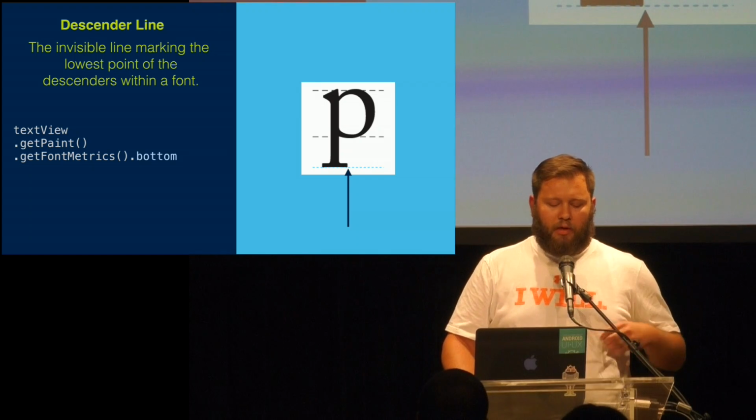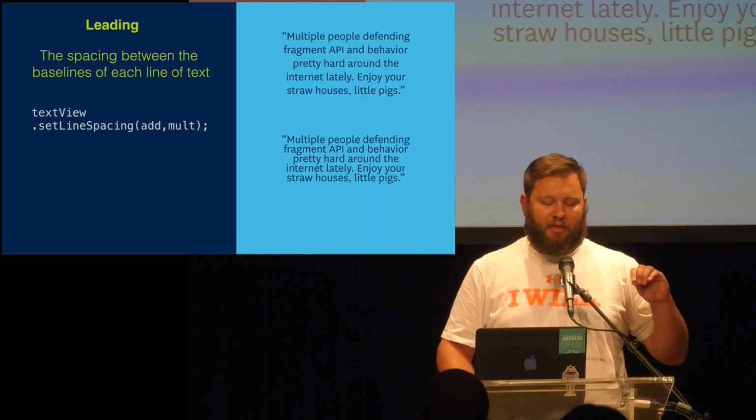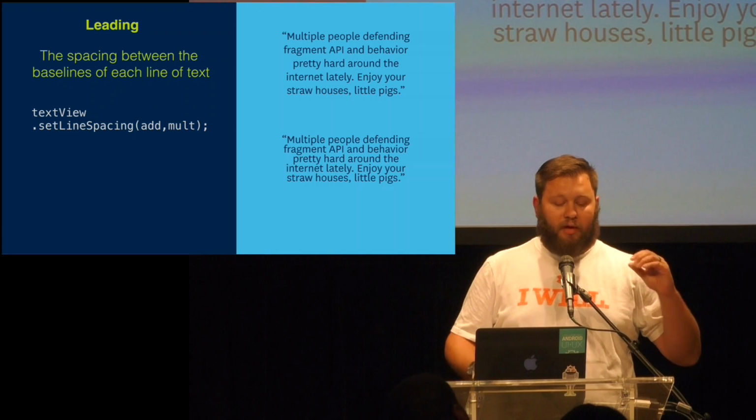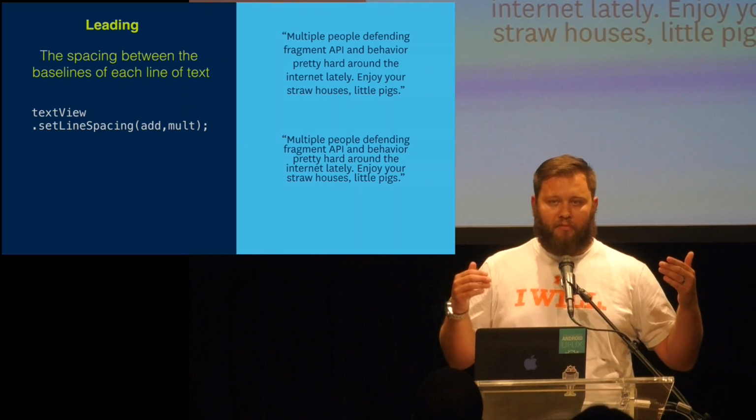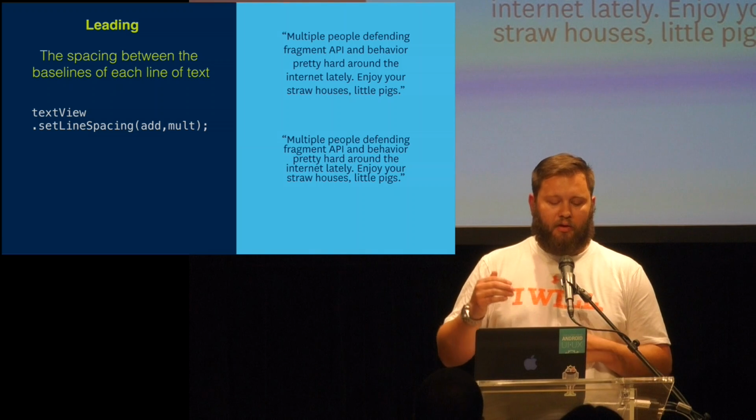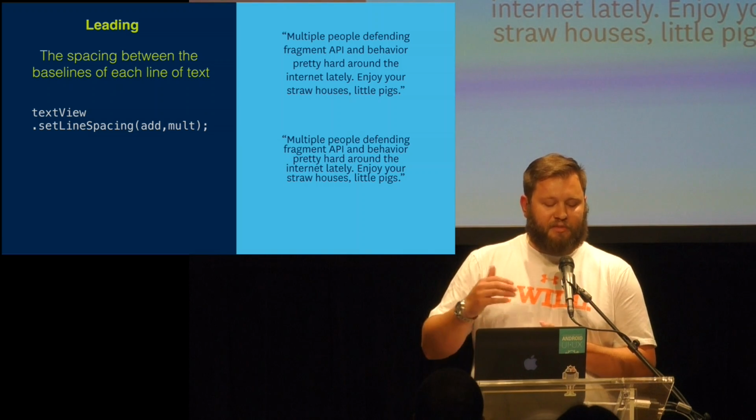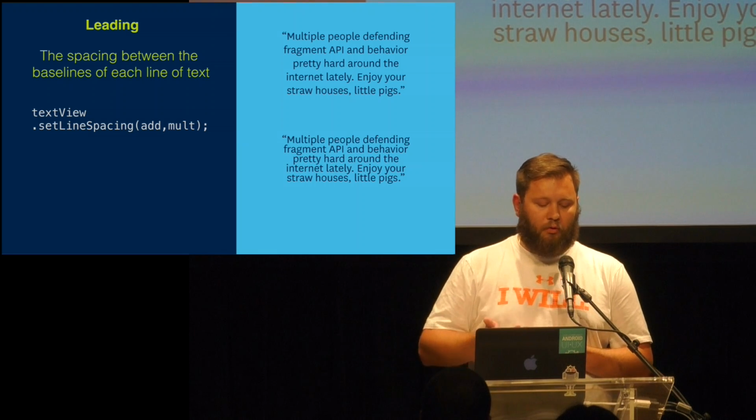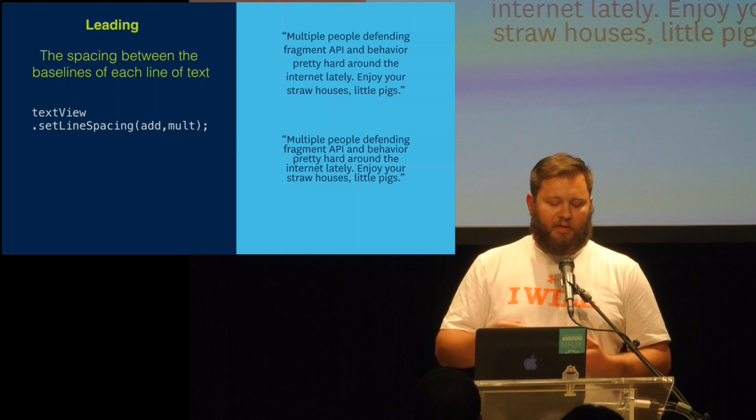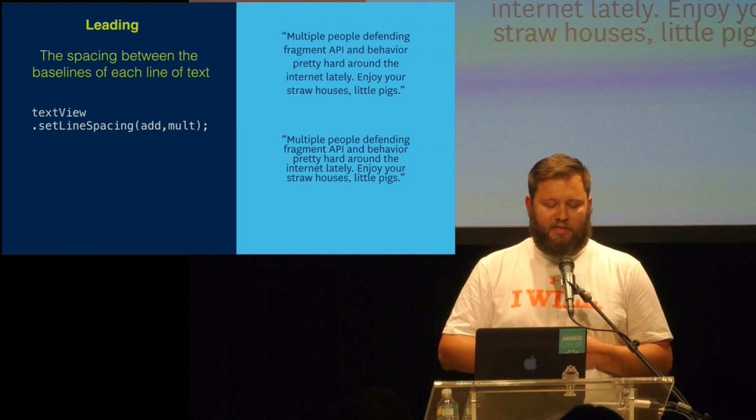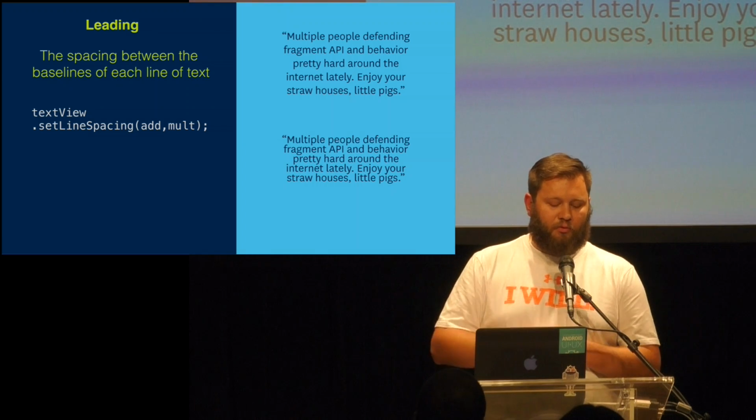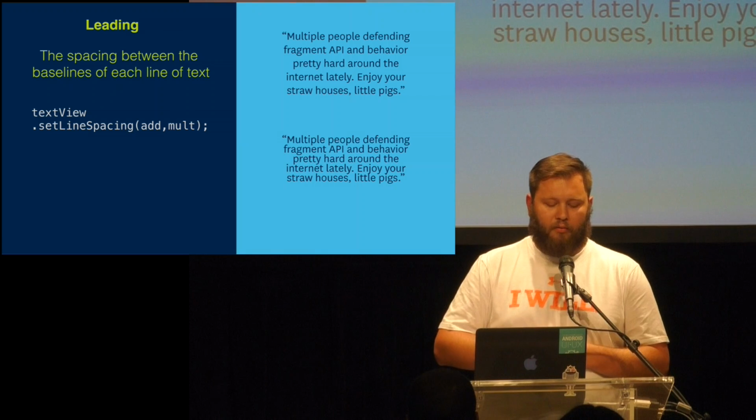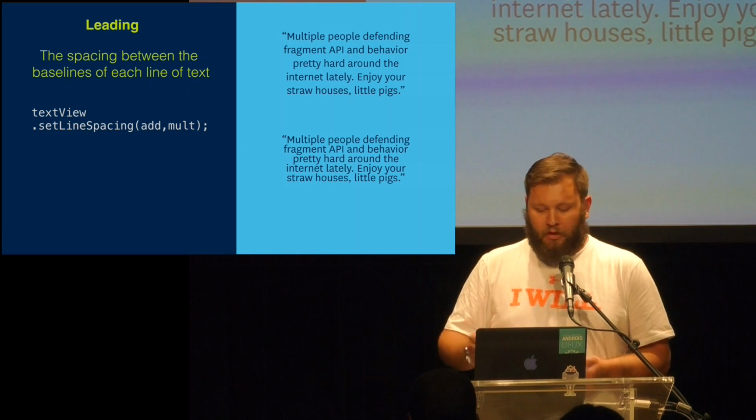So that's a few of the core concepts for understanding text for characters. But what happens when we want to have lines of text and understand the relative positioning between them? Well, that relative positioning between them is called leading. And for leading, we have this awesome thing on the text view called set line spacing, and that gives us these two innocuous looking parameters, add and mult.